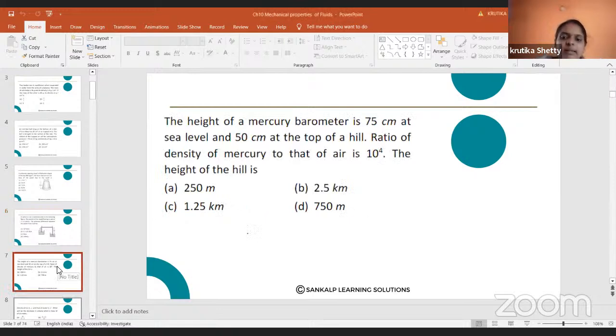Okay, yes. Then the next question, that is the height of a mercury barometer is 75 centimeter at sea level and 50 centimeter at the top of a hill. Ratio of density of mercury to that of air is 10 to the power 4. The height of the hill is. Okay, so how to do this?